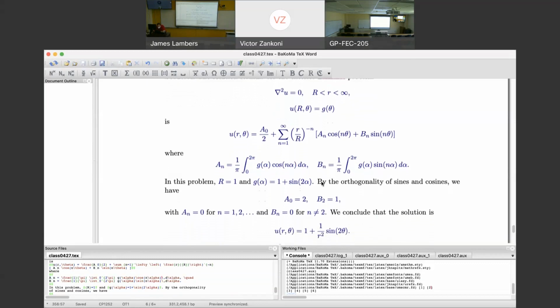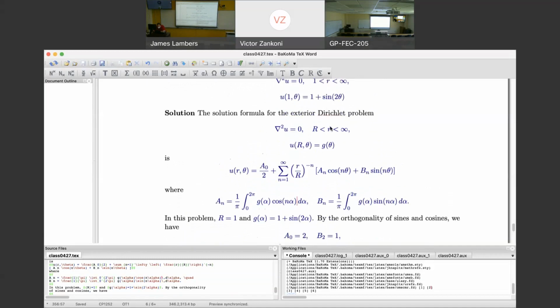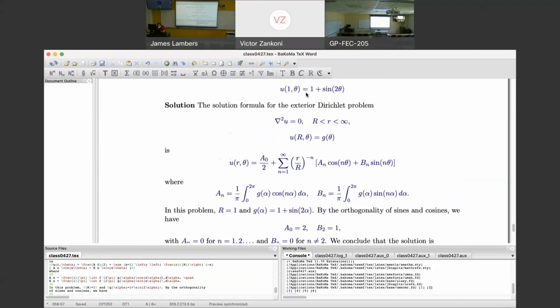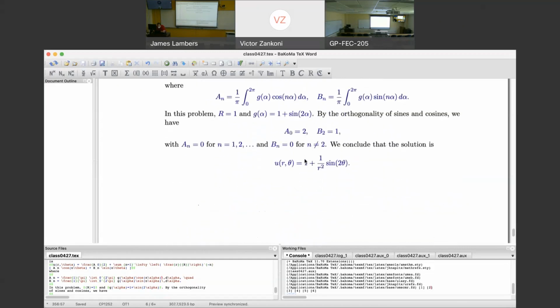And once again, the terms in your boundary data are just being multiplied by the appropriate expression involving r. In this case, little r over the radius of your domain, capital R, raised to the minus n power. Now, whatever constant term you have, that's just going to stay as is. We see a 1 in the boundary data, we see a 1 in the solution. So whatever constant term is just going to stick around.